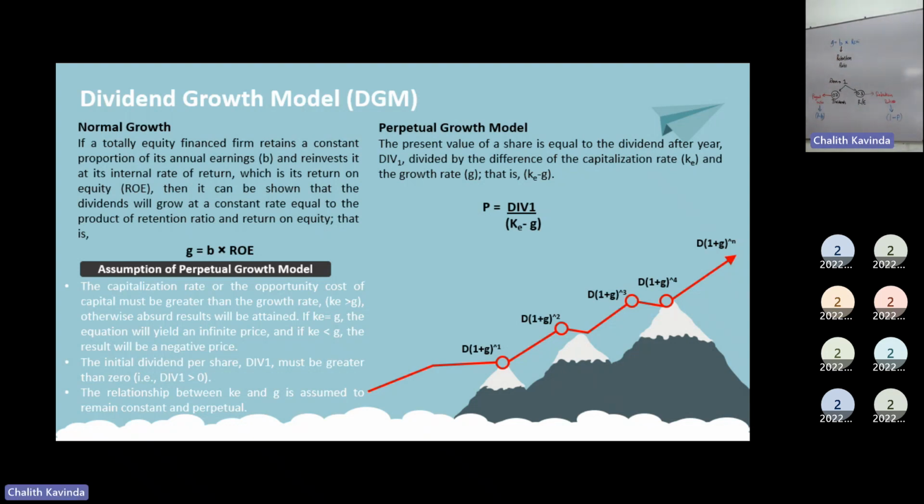For example, let's say you are going to put 100,000 in your savings account. The interest rate, you assume 10%. At the end, the amount is 110,000. What is the growth?